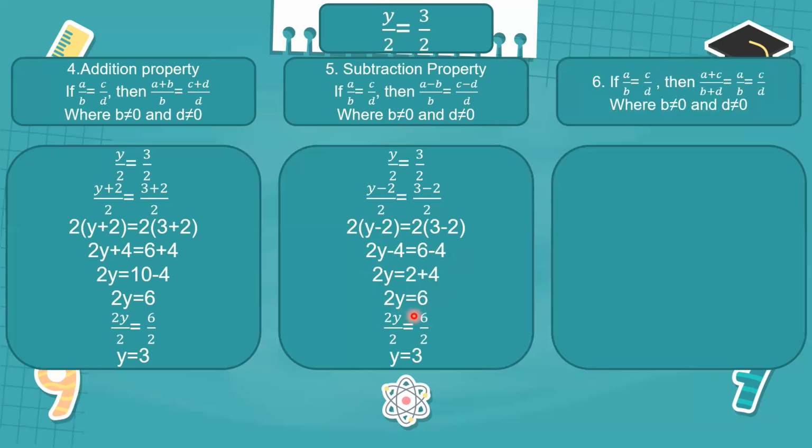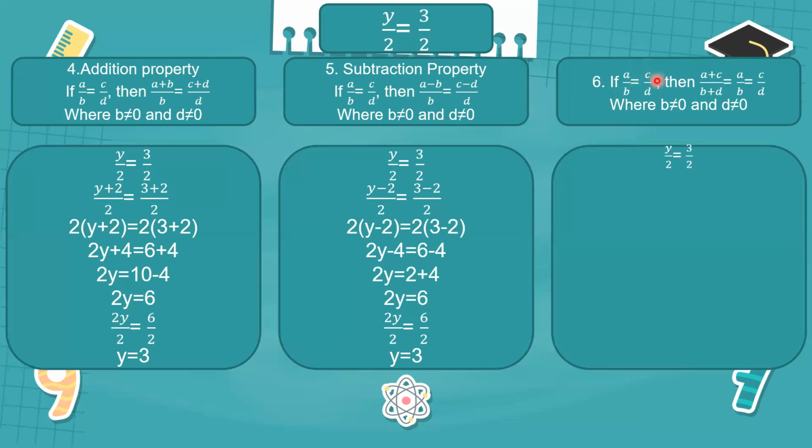So for number 6, we have if A over B is equal to C over D, then A plus C over B plus D is equal to A over B equals C over D. So ang ginawa lang natin, nag-add lang tayo ng numerator to numerator and denominator to denominator. So ang sabi dito, kahit ipag-add niya daw ang numerator to numerator and denominator to denominator, magiging equal lang siya sa kahit saan dito. So pwede siyang equal to A over B or C over D.